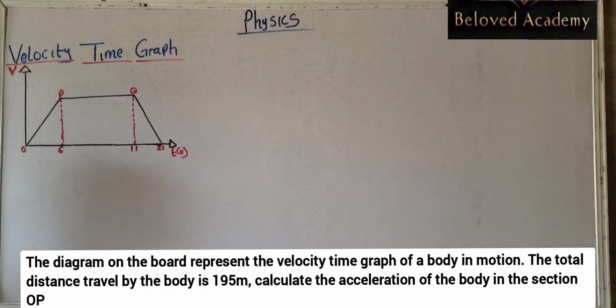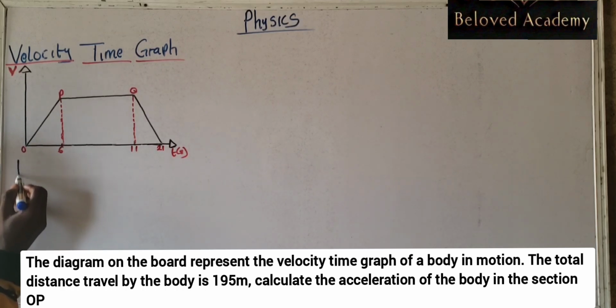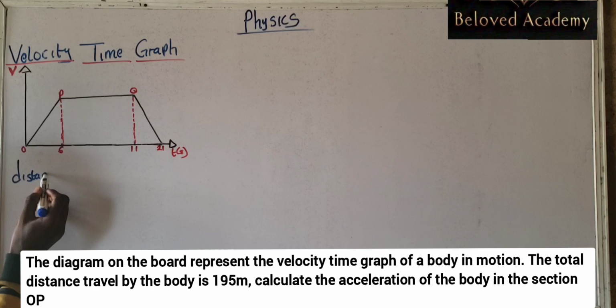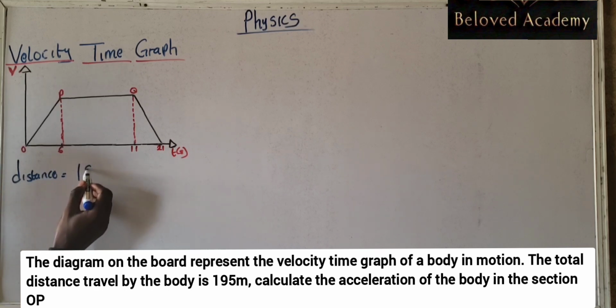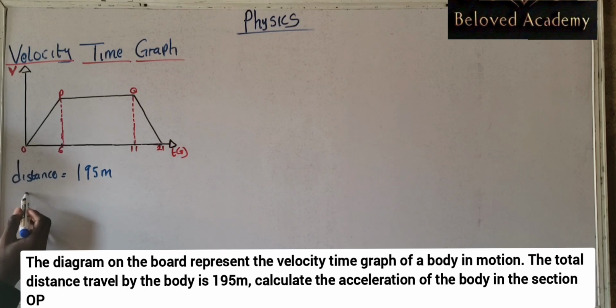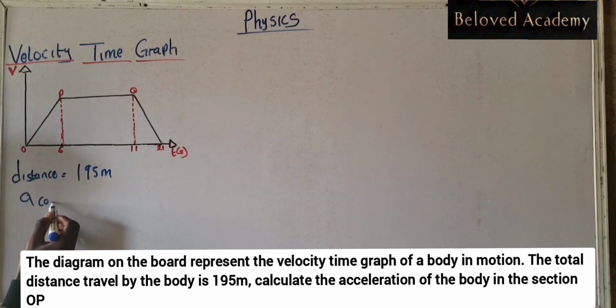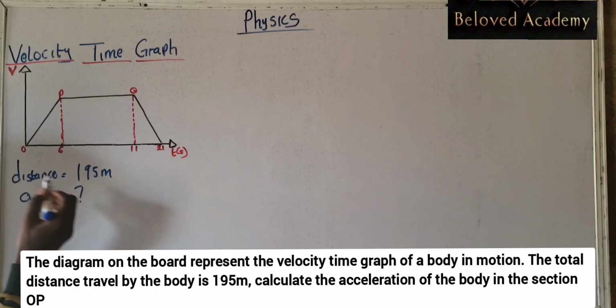We are given the question that the area is 195 meters. So let's start with that. The total distance traveled by the body is equal to 195 meters. Don't forget the goal. The goal is to determine the acceleration from point O to point P. You understand? That is what we want to find.